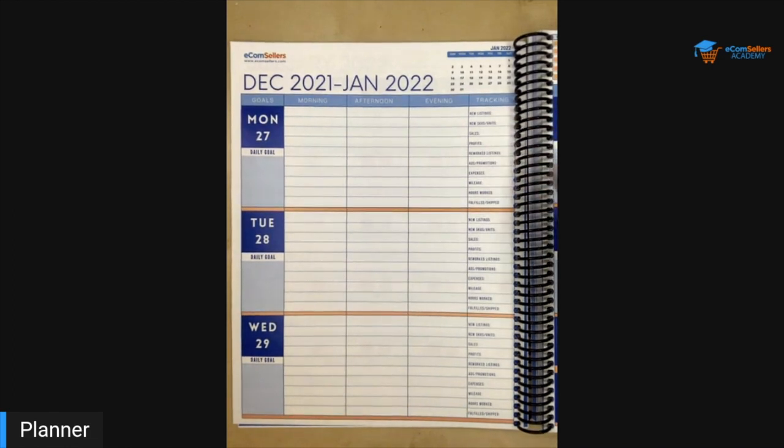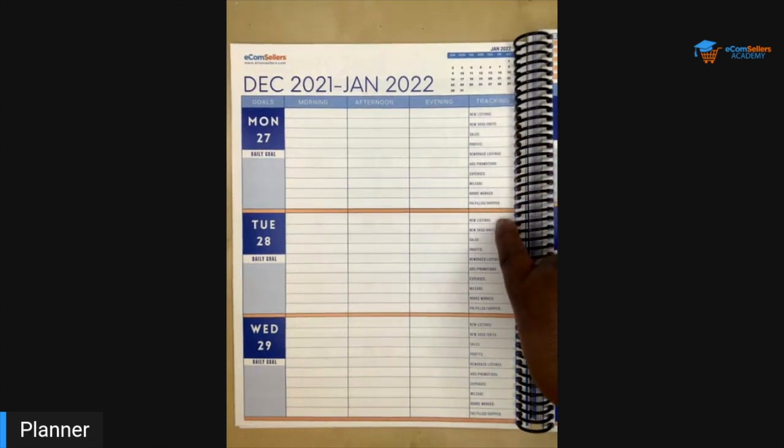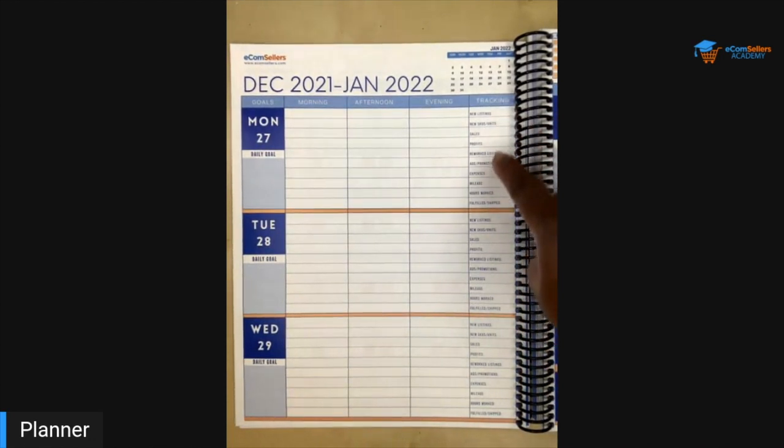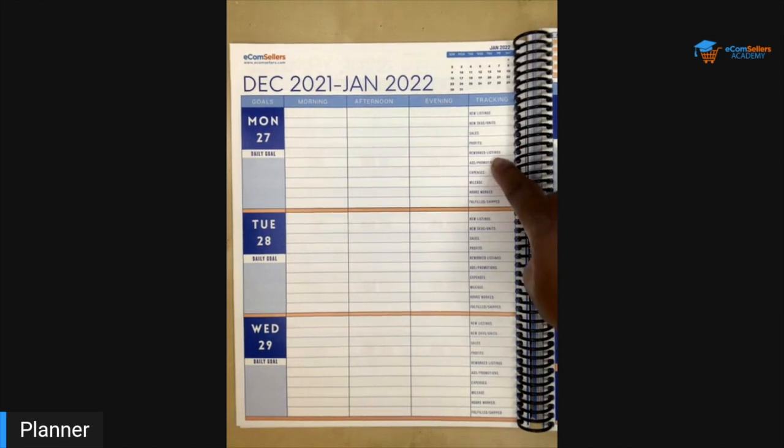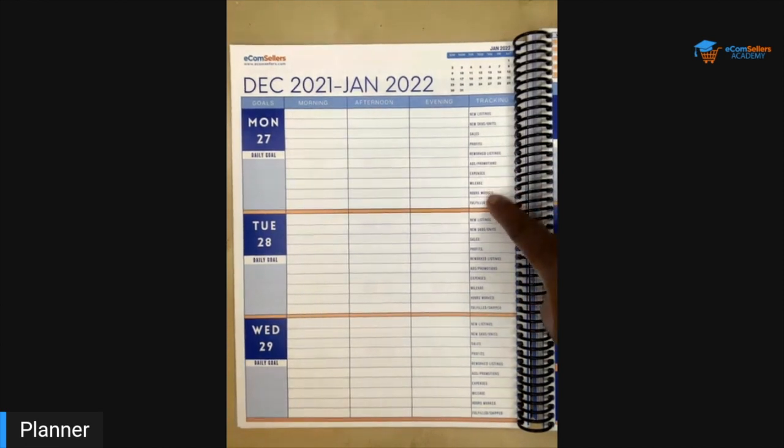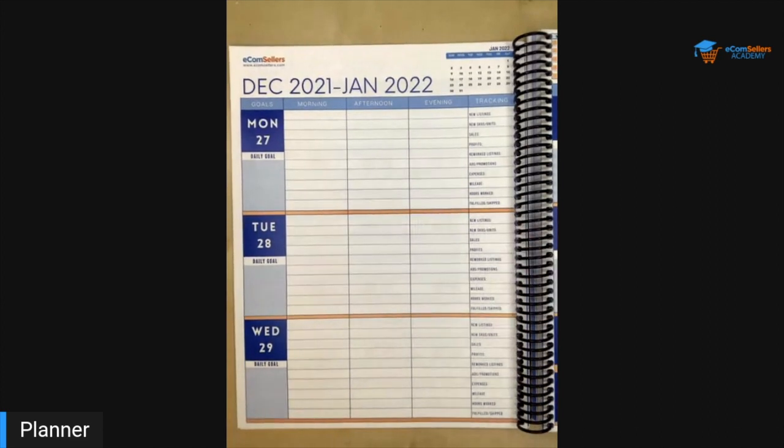Tracking. So over here, you have a place where you can put your tracking for your daily activity around your listings, your SKUs, your sales, profits, reworked listings, ads and promotions, expenses, mileage, hours worked, and shipments fulfilled. So as you write down these things on a daily basis, as you flip through your planner, when you start seeing a bunch of blanks, that's going to start answering the question on why you're not getting the results that you want in your business. So if you have a lot of blanks on your pages, then that is the reason why you're not making the progress that you want to make in your business.